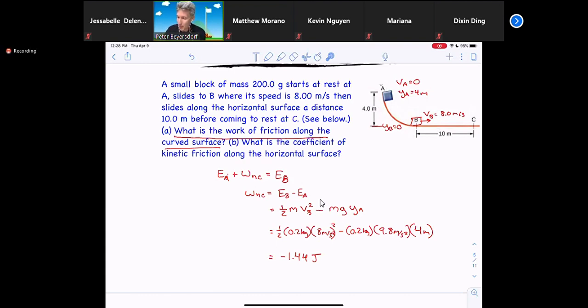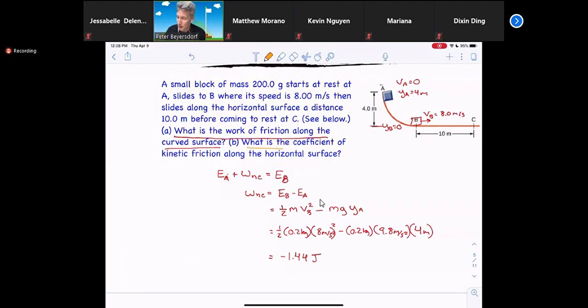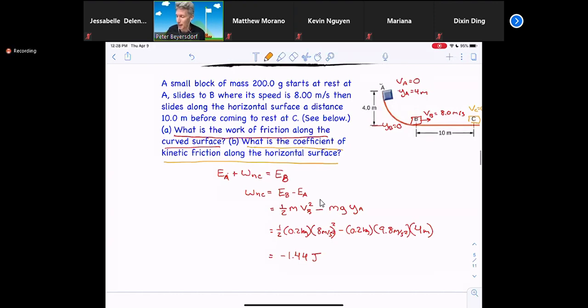Okay, well, that was the first part of the problem. I want to do the second part of the problem. What is the coefficient of kinetic friction along the horizontal surface? For this, I'm going to apply conservation of energy again between points B and C. At point C, the block has just stopped. It's lost all of its energy. So whatever energy it had at point B must have been taken away by friction. And of course, the greater the coefficient of friction, the faster it will take away energy.